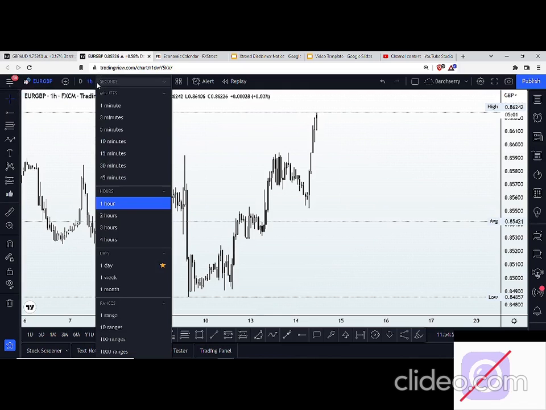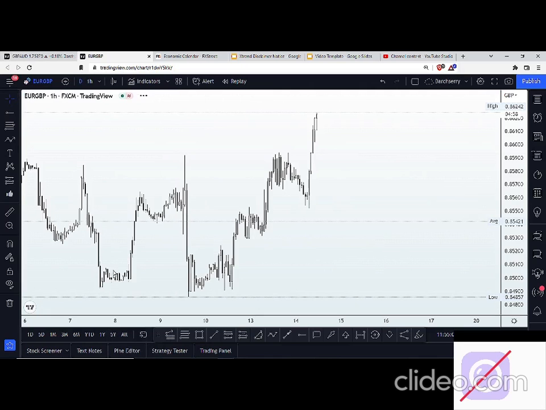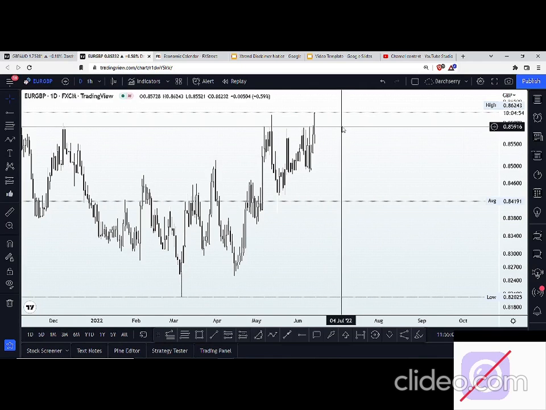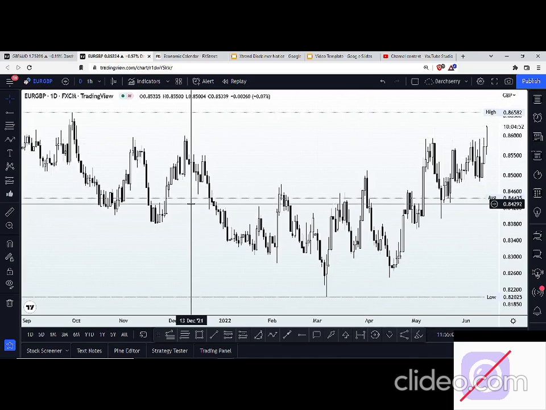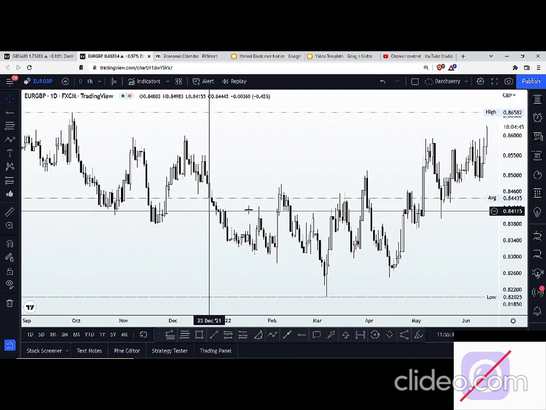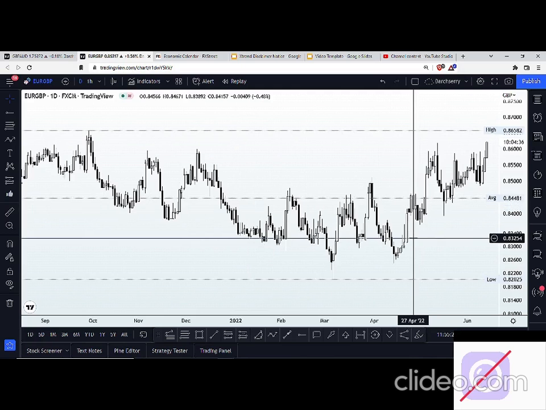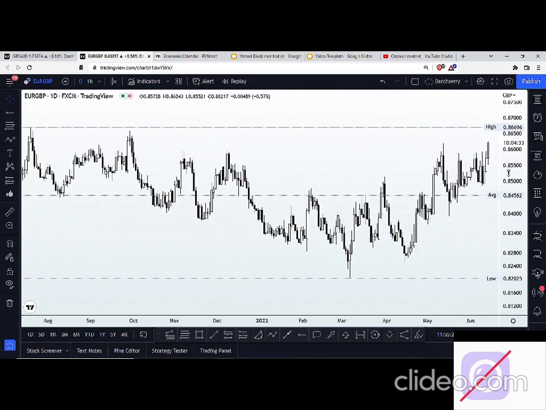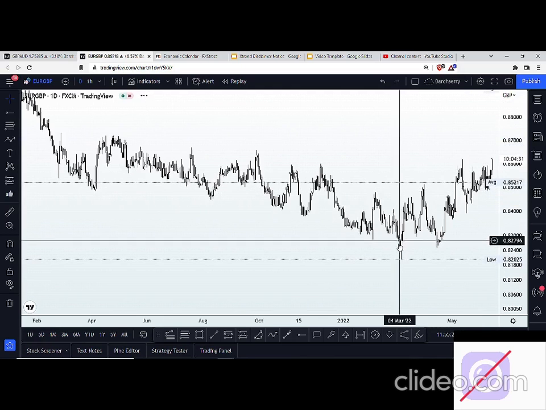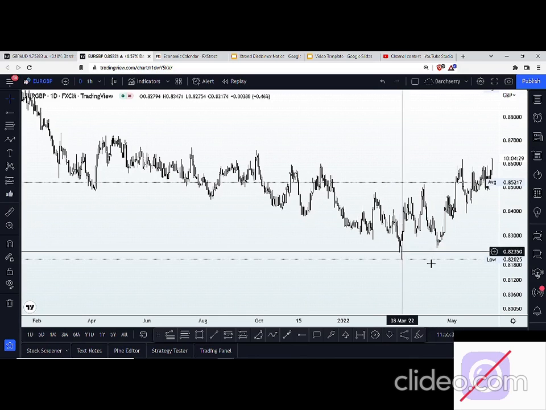So for real, we are here on the Euro GBP, and the Euro Pound is more or less a very manipulative pair. Let me put it that way, as we have a lot of individual manipulations in the market on the Euro GBP. So we really need to be very careful when we take on this pair.